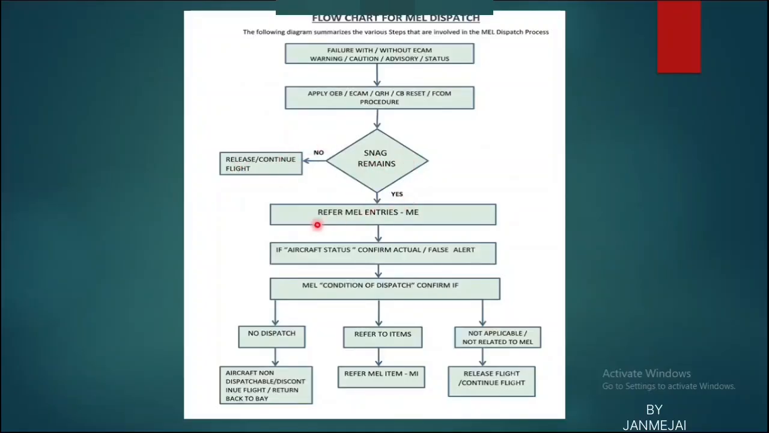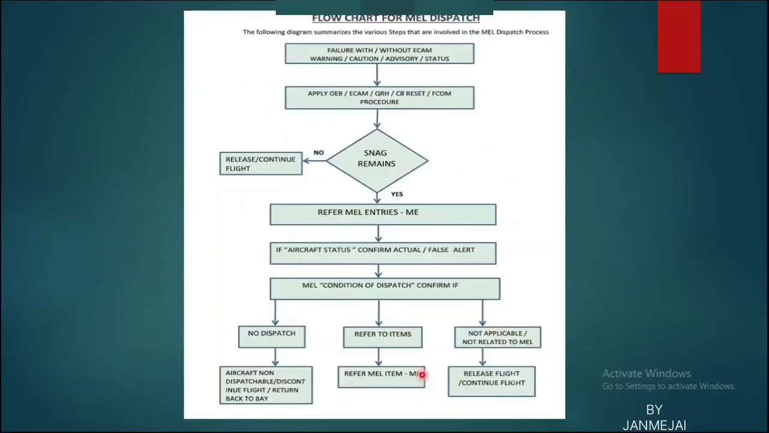If yes, refer to the MEL entries. You have to go to the MEL entries. If aircraft status is confirmed actual or a false alert, then MEL condition of dispatch is confirmed. You have to confirm that MEL condition of dispatch. If no dispatch, aircraft non-dispatchable, discontinue flight, return to bay. If it is mentioned no dispatch, I will take you to the next slide with some example. And refer to the item.